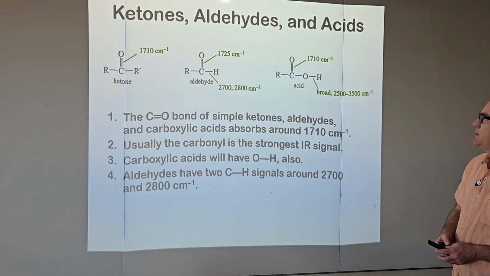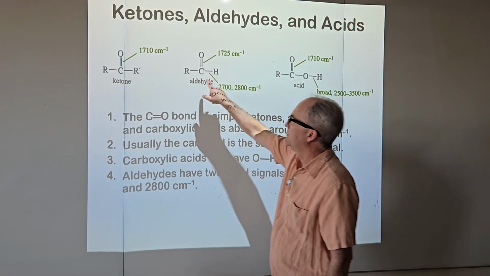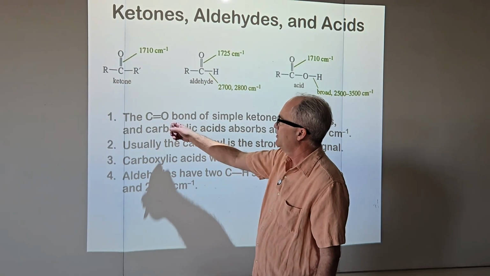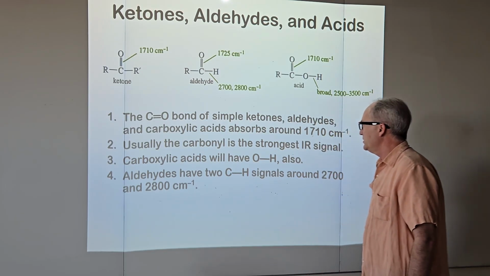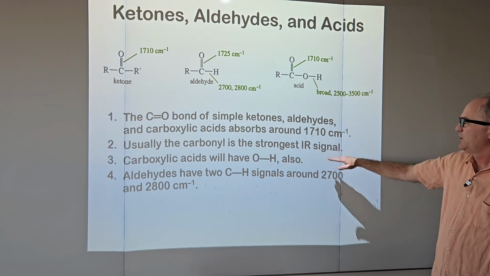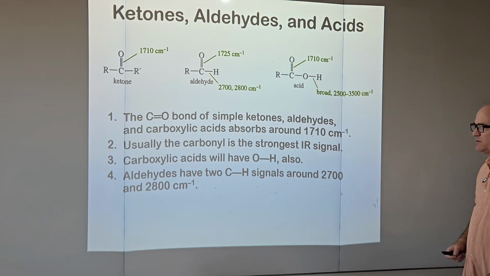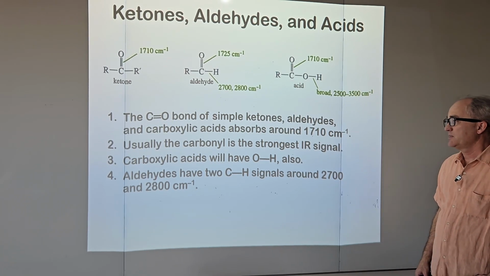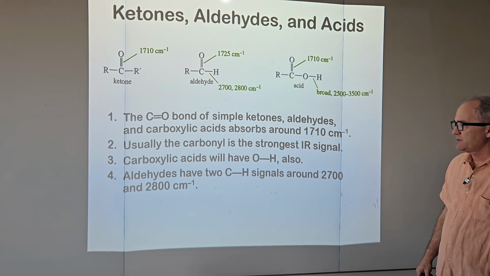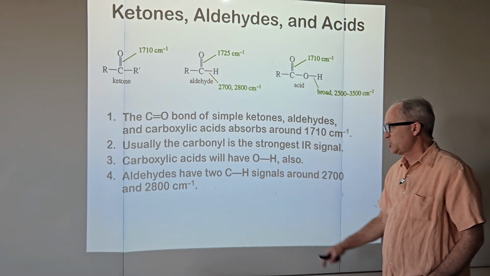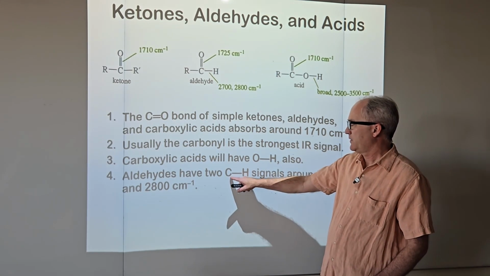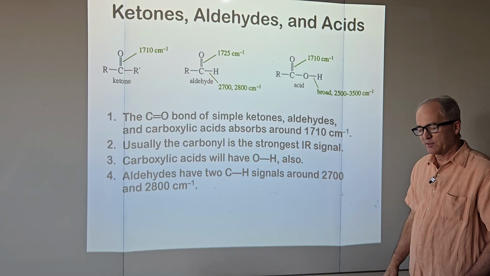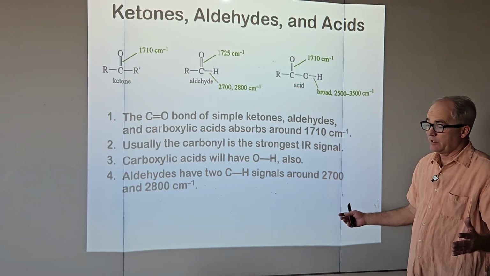Ketones, aldehydes, and acids. So carbonyl carbon, we see in all these ketones, aldehydes, and acids and esters. The carbonyl bond here of a simple ketone, aldehydes and carboxylic acids, absorbs around 1,700 reciprocal centimeters. Usually the carbonyl is the strongest IR signal in the spectrum. It's going to be very intense. Carboxylic acids also have this OH. Aldehydes are going to have this carbon-hydrogen signal around 27 and 28, real close to the carbon-hydrogen of an alkane.